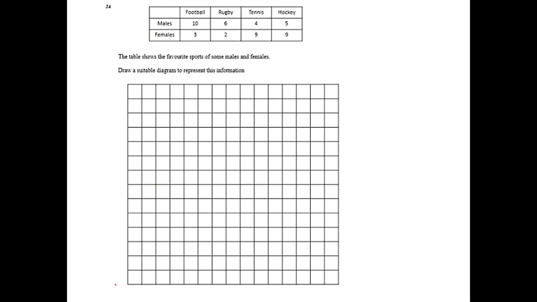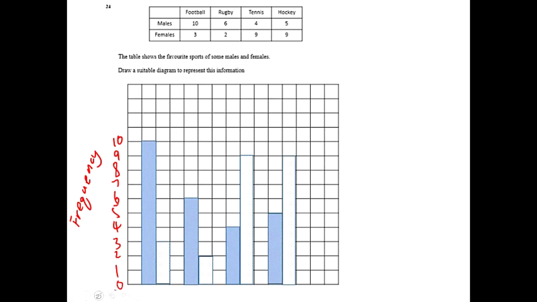So you look at the frequencies, they go up to 10, so you make a scale that goes up to 10, 3, 4, 5, 6, 7, 8, 9 and 10, and you label this axis of course as frequency. You must label your axes or you'll lose a mark, and then you draw yourself bars like so. So what I've done here is I've drawn one bar here for 10 for males, that's this number here, and I've drawn one for females at a height of 3, that's this one here.